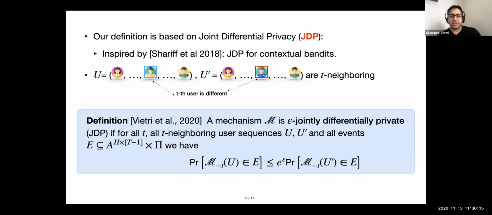So our definition says that a mechanism M satisfies epsilon joint differential privacy if for all t and all t-neighboring user sequences U and U prime, the output distribution of the mechanism on all episodes before episode t and after episode t is close under U and U prime. In other words, if we change the user in position t, then the behavior of the mechanism doesn't change too much for future episodes after episode t.